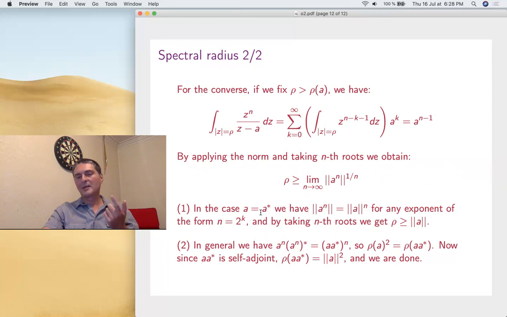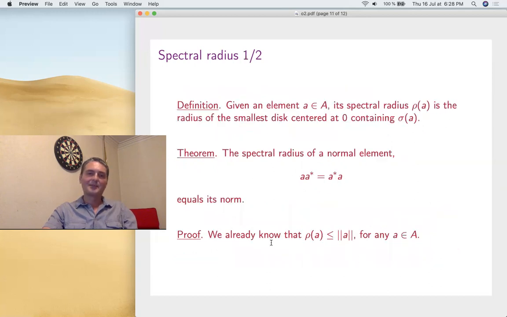So in the self-adjoint case, of course, this is stationary, at least for powers of 2 exponents, so you're done. In general, well, you use the fact that the norm of A star A is the square of the norm of A, and you reduce to the self-adjoint case, and you're done. So spectral radius equals the norm for normal elements. That's very important. Okay, so this was for today, and next time I'll apply all this to get some results about C-star algebras. See you soon.